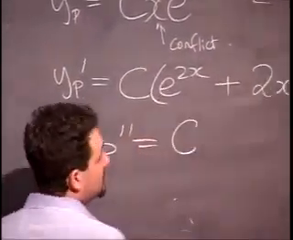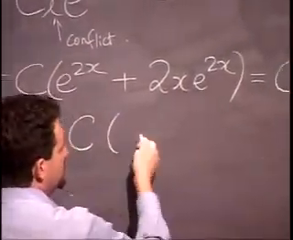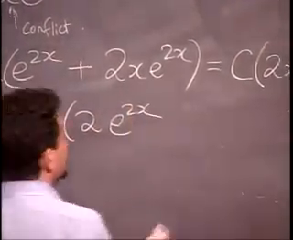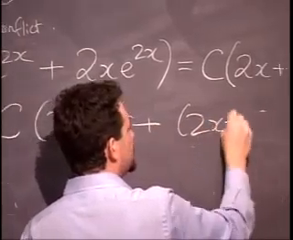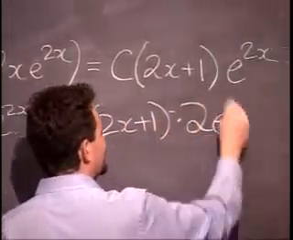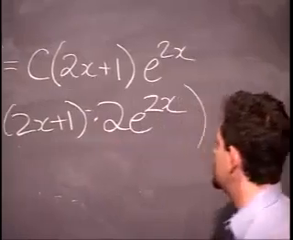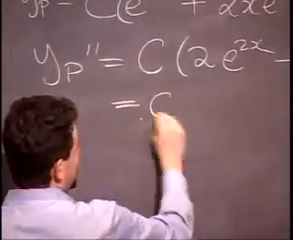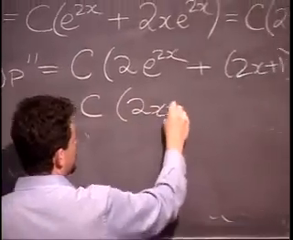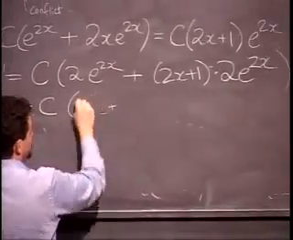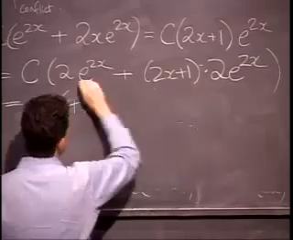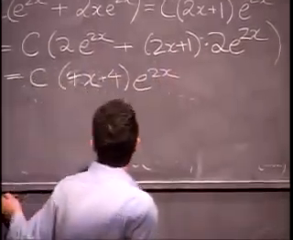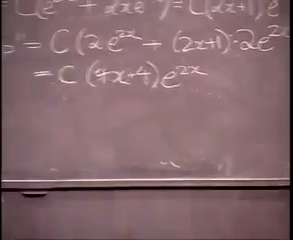So this is c times, I'm going to have v du dx, which is just 2 e to the 2x, plus (2x plus 1), that's u, times dv dx, which is 2e to the 2x. And so this works out as c outside of 2x plus 4x plus 2 plus 2. So 4x plus 4 e to the 2x. And now plug it into the original equation.